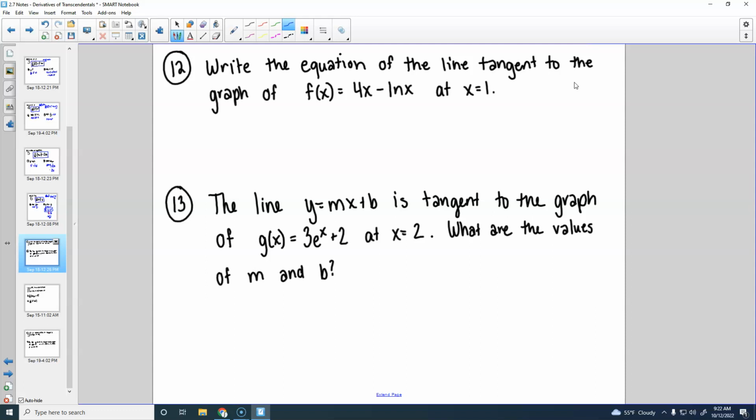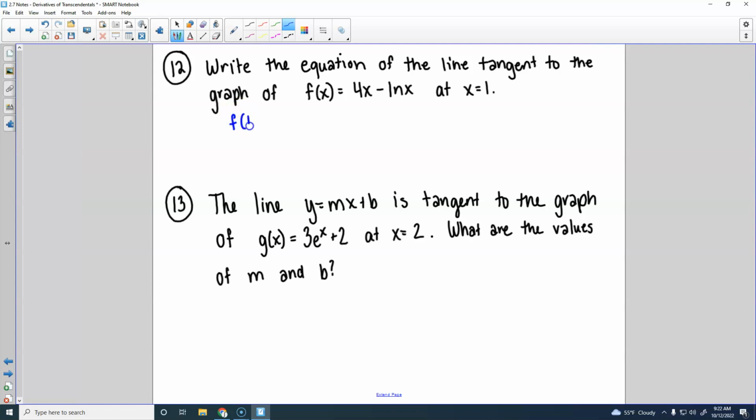Tangent line problems, we got to have 3 things. Wesley, what's one of those 3 things we got to have? Point, right? And how do we find the point? Good. So we'll do f of 1, 4 times 1 equals minus natural log of 1.